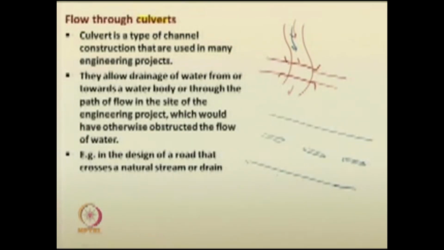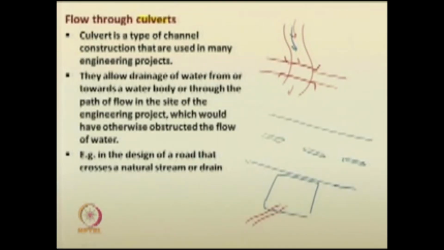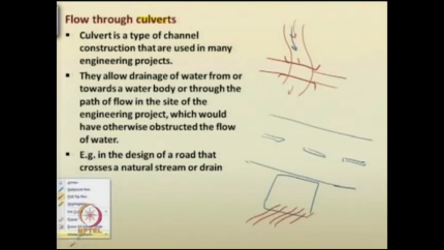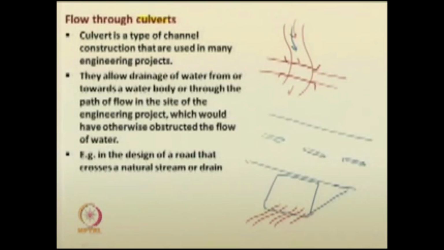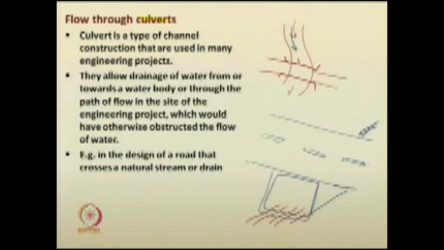Therefore, we provide a culvert, and one example is a box culvert. The natural drain of water is in this particular direction, water is flowing like this. So, we provide a box culvert, an engineering structure. Water will flow through this, cross, and reach this location. Like that you can provide box culverts or any type of culverts.